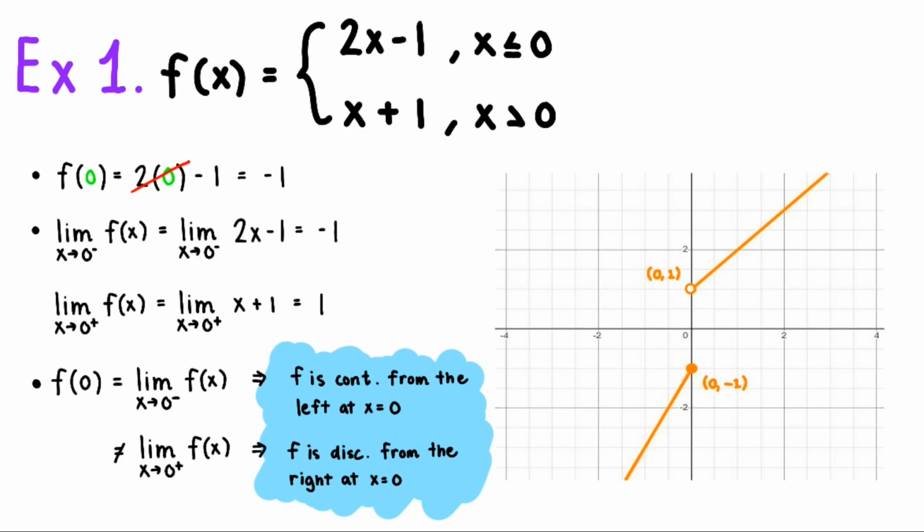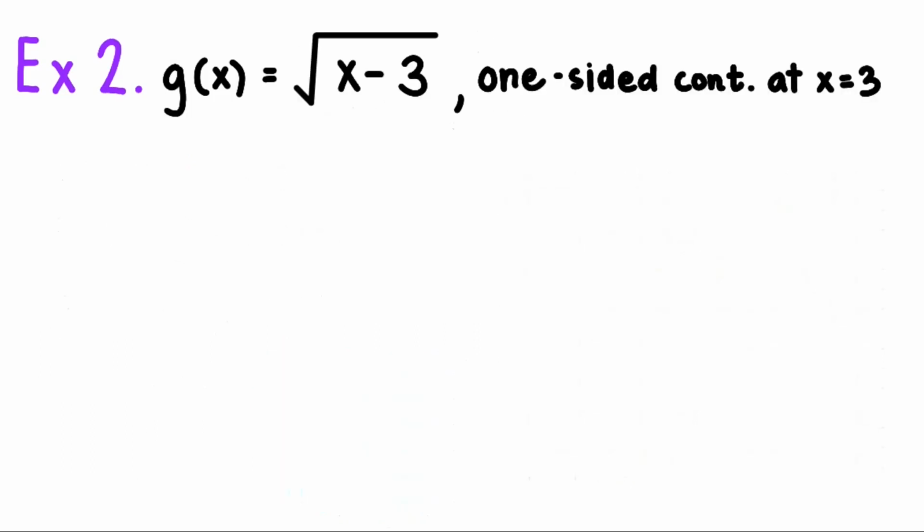So I hope you got that one correctly. And let's now move on to the second example. So we have g of x equals the square root of x minus 3. And our goal is to find or check the one-sided continuity at x equals 3. Before we solve this, feel free to pause the video so that you may try this one first on your own.